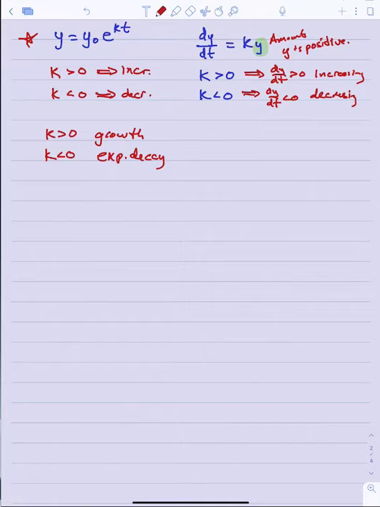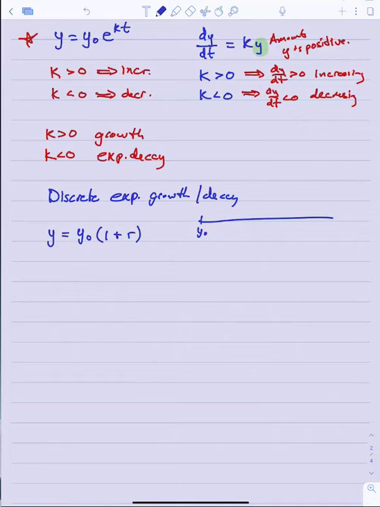Okay, now let's connect this back to what you talked about in college algebra. So in college algebra, when you talked about exponential growth and decay, the first thing you talked about was discrete exponential growth or decay. And what we meant by that was you had some initial amount and you wanted to increase it by, let's say, r percent. So, of course, if I start with an initial amount of y0 and I increase that amount by r percent, then at the end of that time period, I'm going to have y sub 0 times 1 plus r.